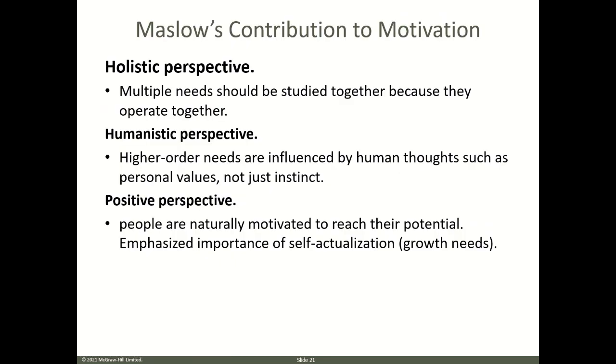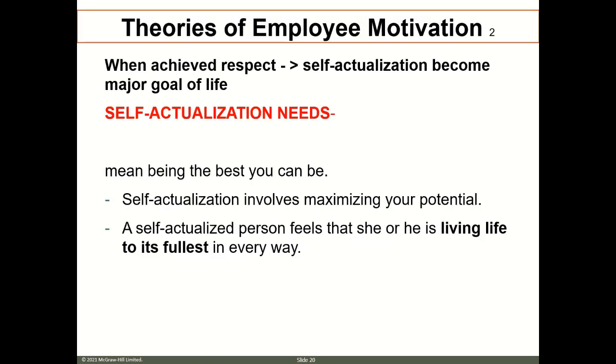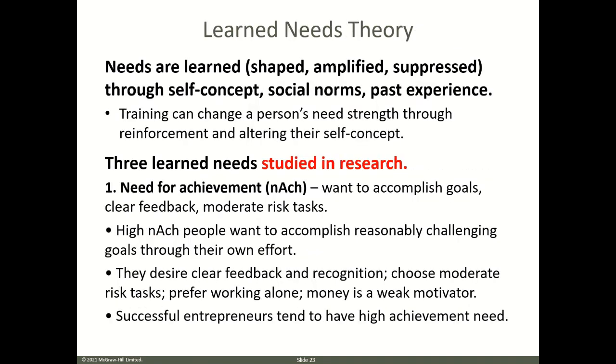Okay, so we have completed Maslow's contribution to motivation. Then we have learned need theories. In this part, I'm going to explain how needs can be learned. Needs are learned, and can be shaped, amplified or suppressed through the self-concept, social norms and past experience. So training can change a person's need strength through reinforcement and by altering their self-concept.